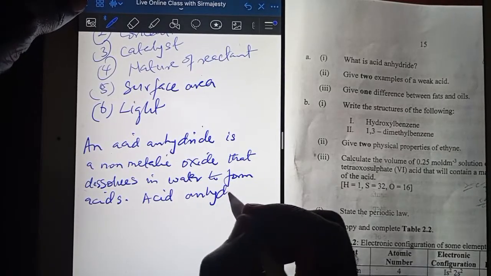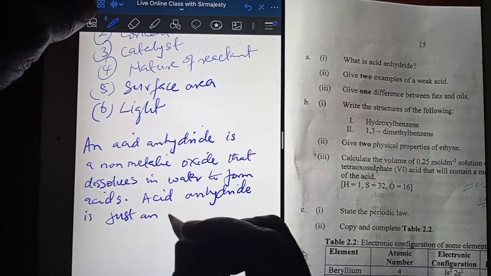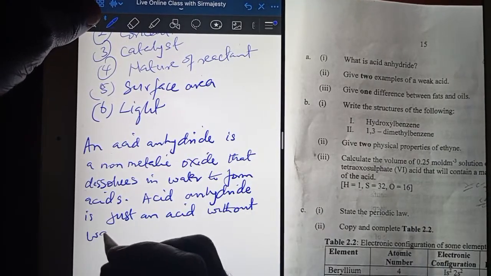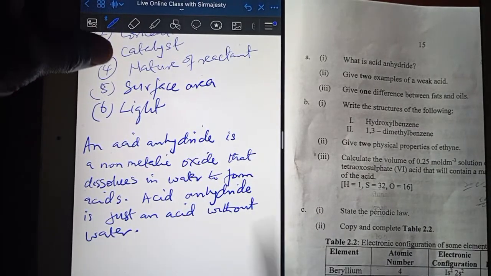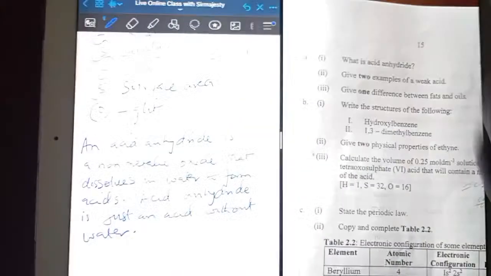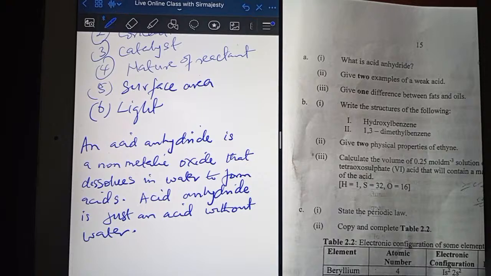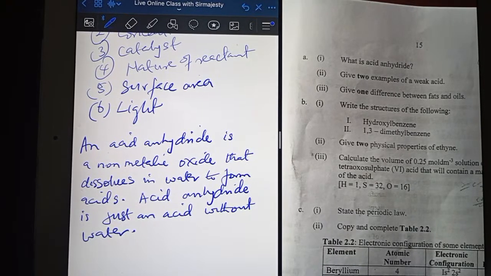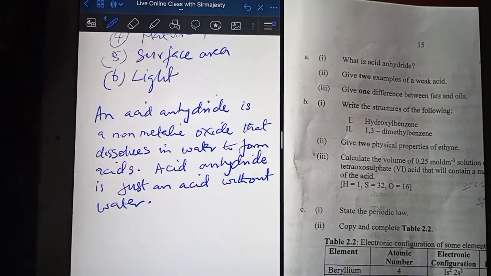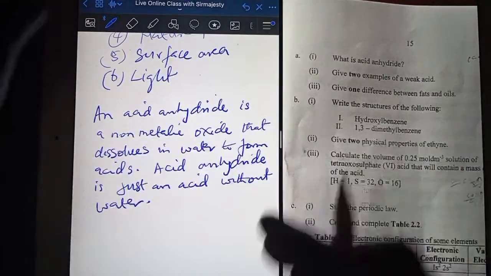Yes, it is just an acid without water, but here it doesn't specify if it is an oxide or not. So this one is kind of not being more specific, whether it's an oxide or not. All right. So we go again, whereby the next one says, these are just non-metallic oxides.